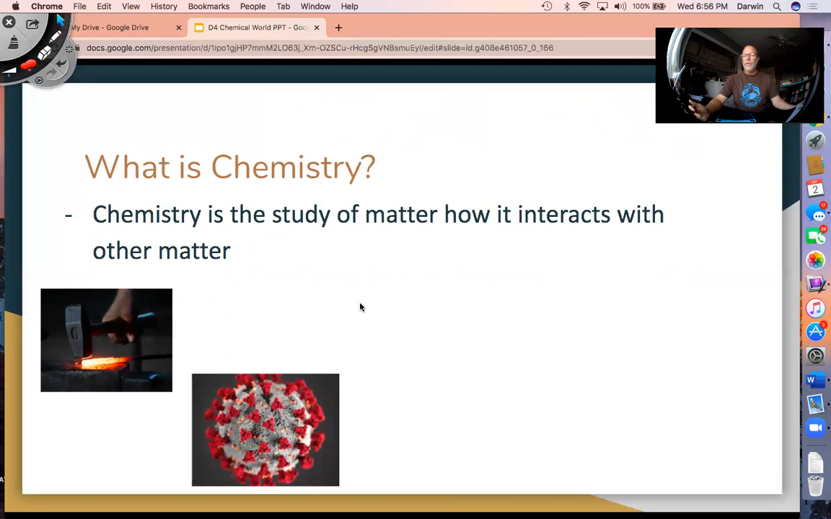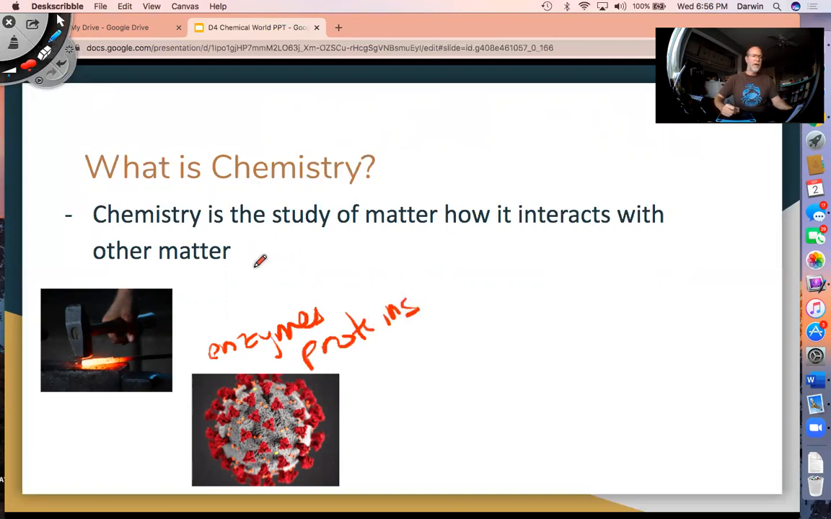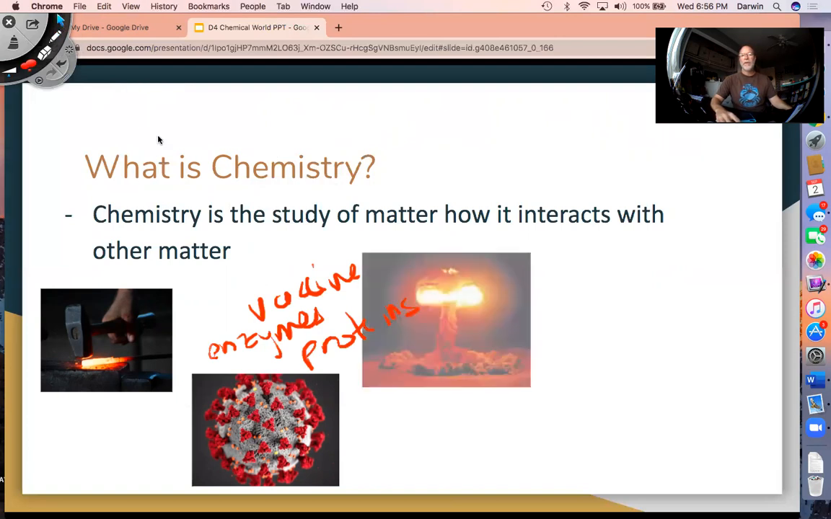Chemistry is also working with this coronavirus that we've been so in tune with for the last months. If we want to fight this coronavirus, we have to work with chemicals. We're going to have to work with enzymes, right? Proteins, all this stuff you heard in your biology class, the vaccine that we're going to make, all of those are going to be chemicals that are going to be put together. And it's going to take chemistry to put all that together.